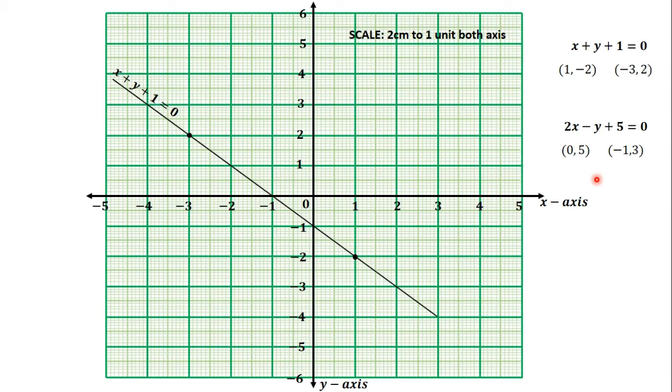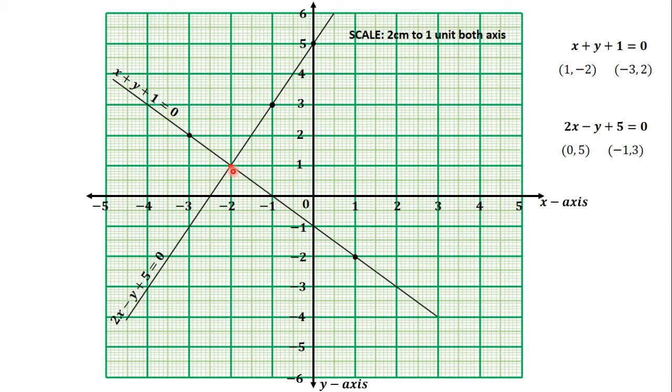Let's plot the points for the second line. The first point is (0, 5). So you look for 0 on the x-axis, that is this point. Then we look for 5 on the y-axis. So we move along that line to 5. So we have it here. So you have the point (0, 5). Then you plot it. The second point is (-1, 3). So you look for -1 on the x-axis, then 3 on the y-axis, and that will be this point. Then you join them with a straight line. So you draw a straight line through it, and the equation of this line is 2x minus y plus 5 is equal to 0.